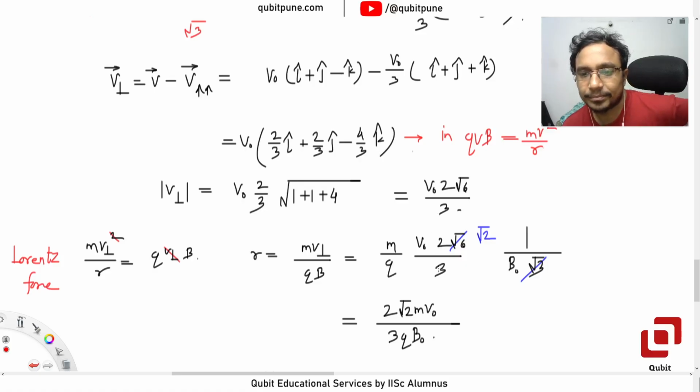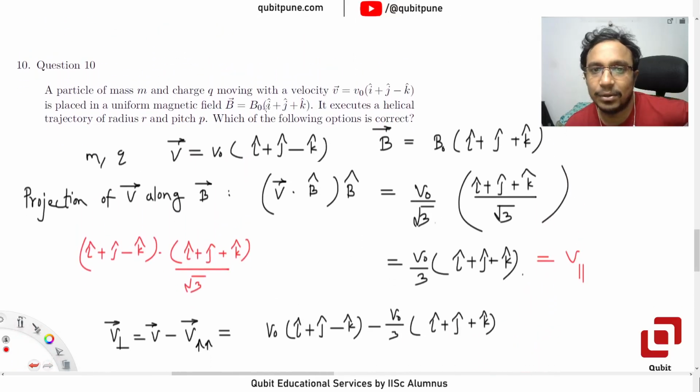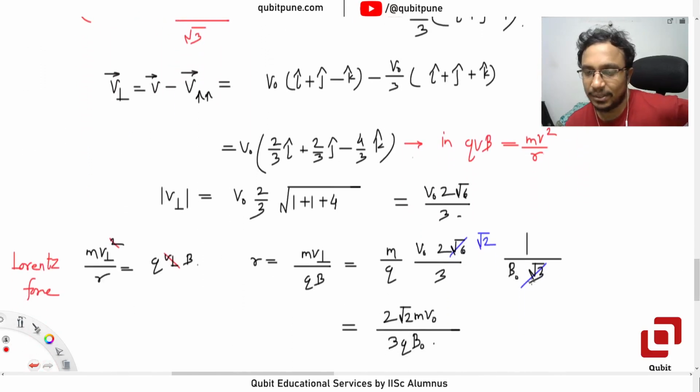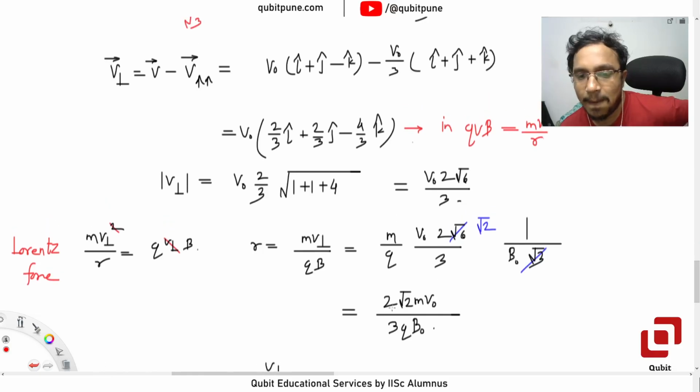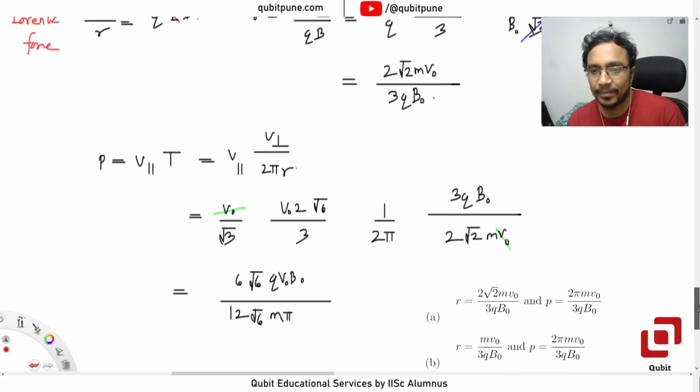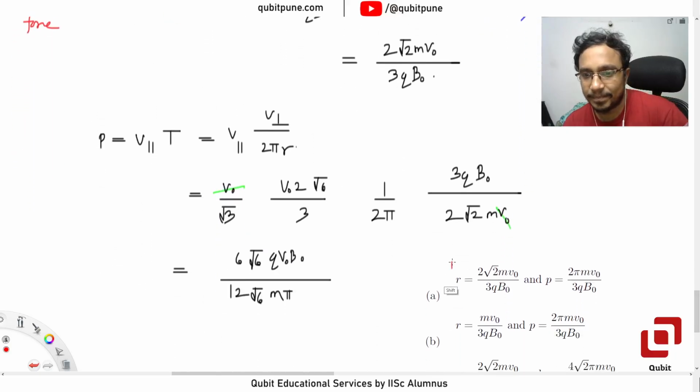And I also looked for the magnitude of B, and the magnitude of B is B naught into root 3, because this is i plus j plus k. So I wrote the magnitude there, root 3. Root 6 cancels root 3 with root 2 left. So finally I get the radius as 2 root 2 mv naught by 3 q B naught. So my expression for the radius is right. It actually matches with this: 2 root 2 mv naught upon 3 q B naught.